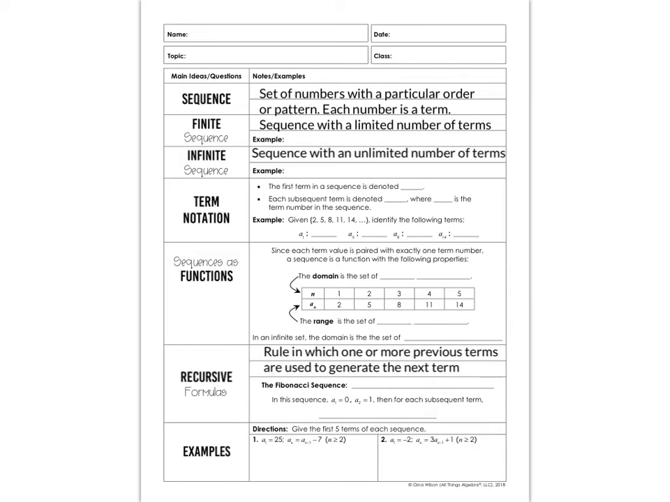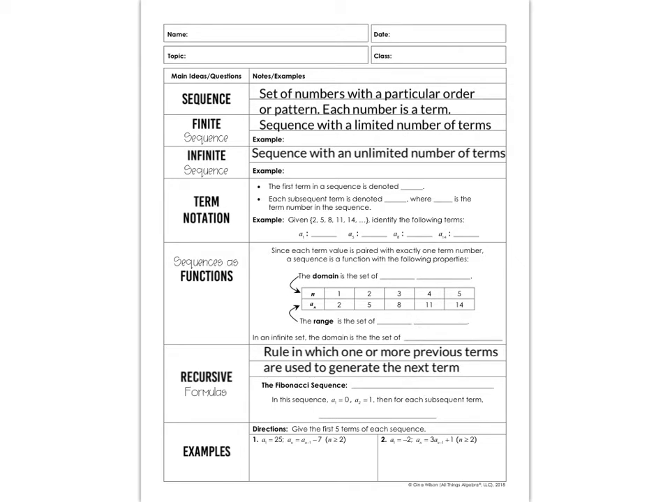Okay, this is lesson 11.1, Introduction to Sequences. A sequence is a set of numbers with a particular order or pattern. Each number is called a term. A sequence with a limited number of terms is a finite sequence.